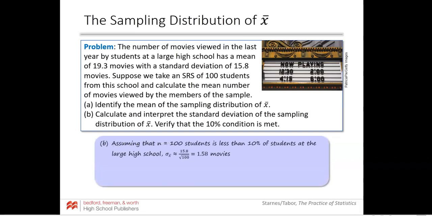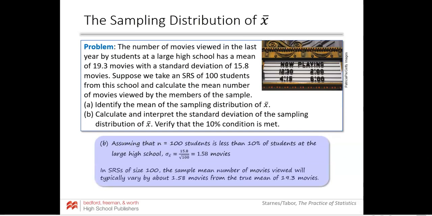And so there you go. About 1.58 movies. Again, put the context of that. Always a good idea to do that. We forgot to interpret. Sorry, the question is to calculate and interpret. So interpret, again, remember standard deviation is typical deviation from the mean. So in this case, in a sample of size 100, the sample mean number of movies would typically vary by about 1.58 movies from the true mean number of movies.